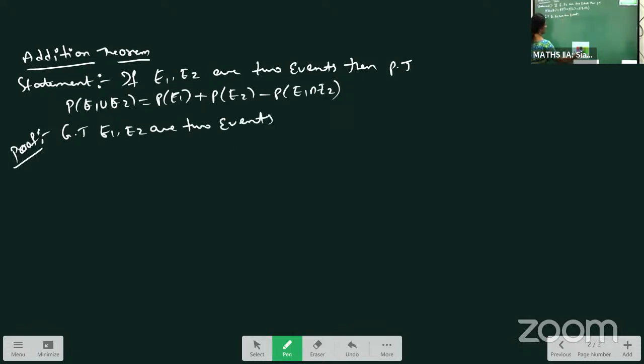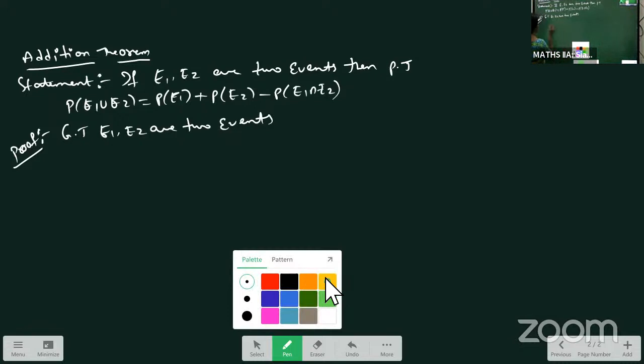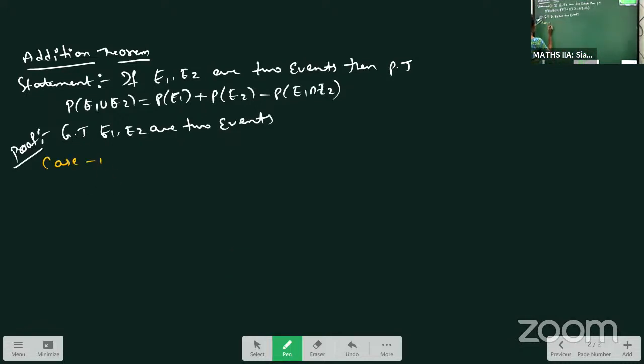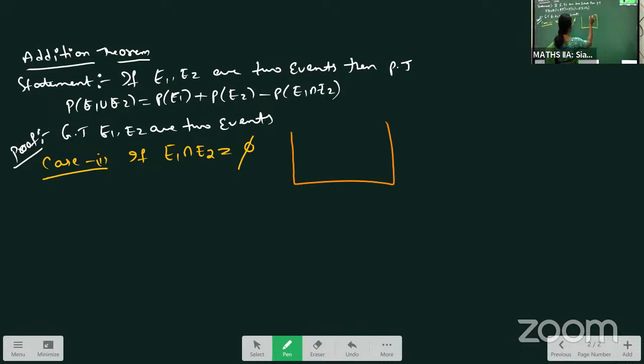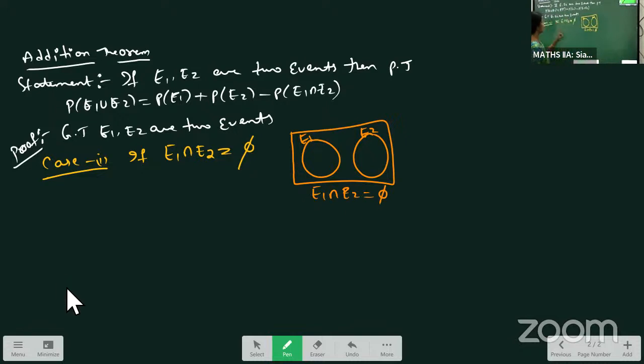So first, case 1. What is case 1? If E1 intersection E2 is equal to null set. If you draw the diagram, this is E1 and this is E2. If you observe, is there any common area between E1 and E2? There is no common area, both are different. So E1 intersection E2 is equal to what? Null set. By taking this result, we have to prove this.